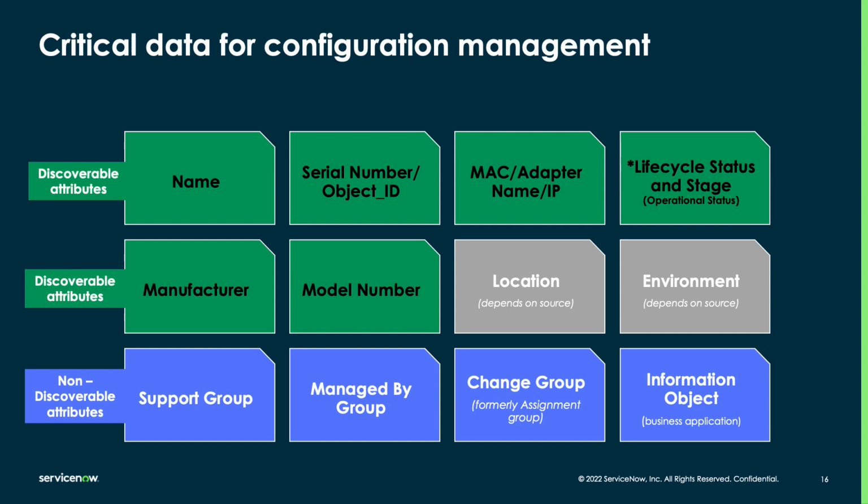And the final item here is not an attribute per se, but actually a type of CI, which is called information object. For the most part, this is linked to a business application. This is where you would specify the criticality of an application or PCI or HIPAA requirements.